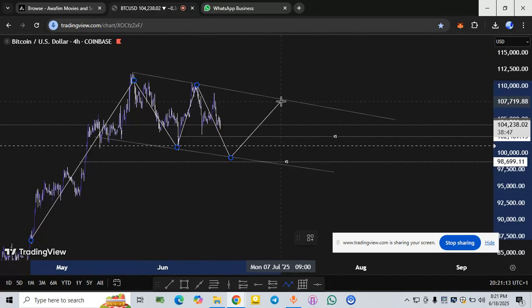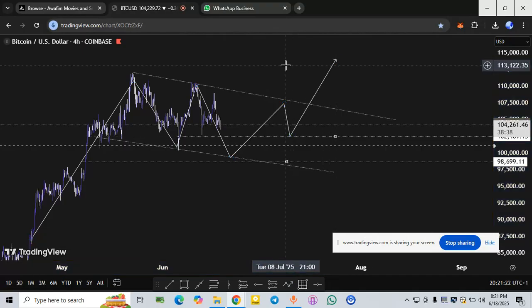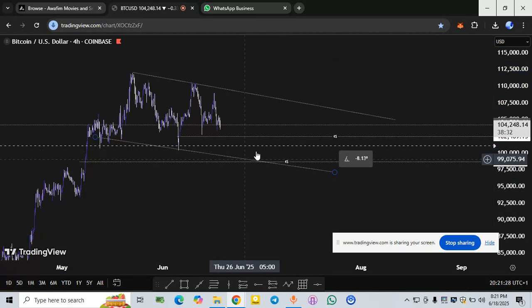So we're going to see something like this. Then we'll see it maybe coming back down to this place, then we'll see a breakout. This is basically what I see on the larger scale of things. All right, now let's zoom in a little bit and let's take this out.